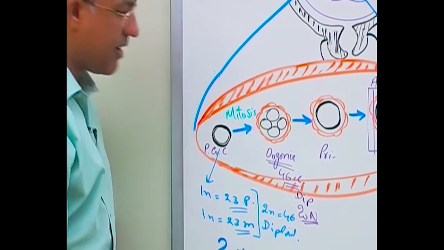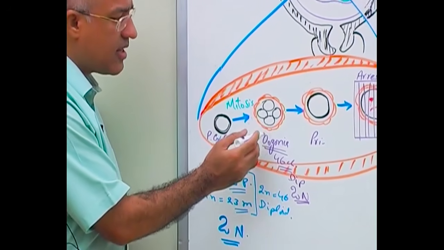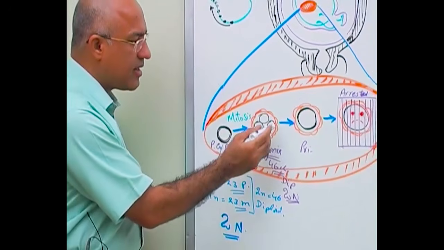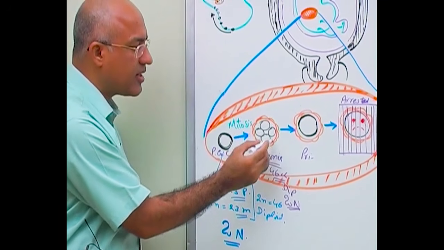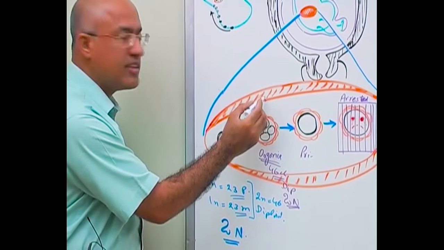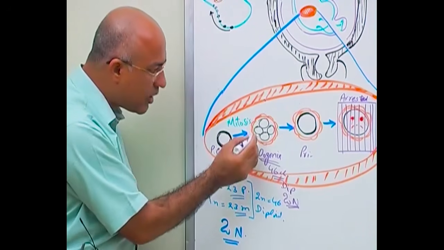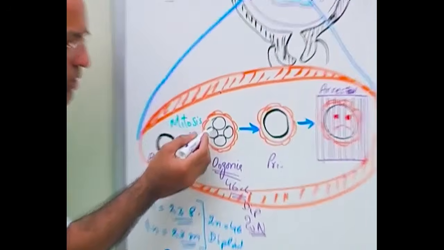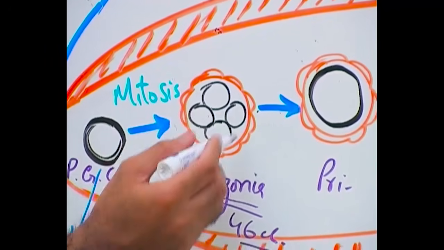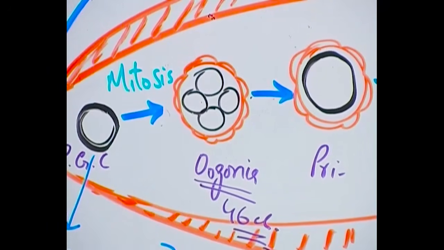Then, usually, oogonia are initially surrounded by flat epithelial cells derived from the epithelium present on the surface of the ovary. Originally there is one oogonium, and this oogonium keeps on multiplying by the mitotic process and keeps on producing more oogonia.